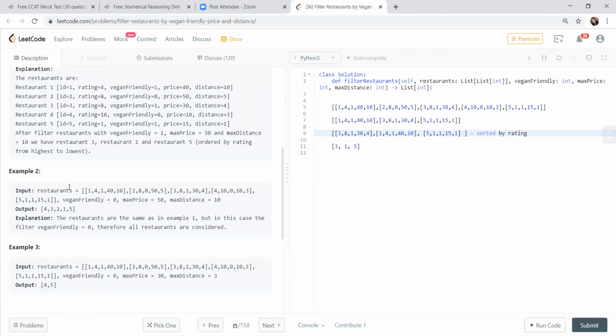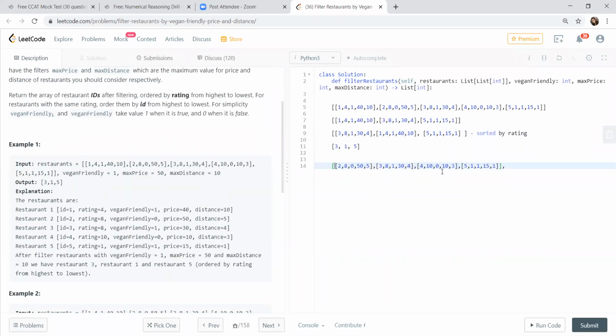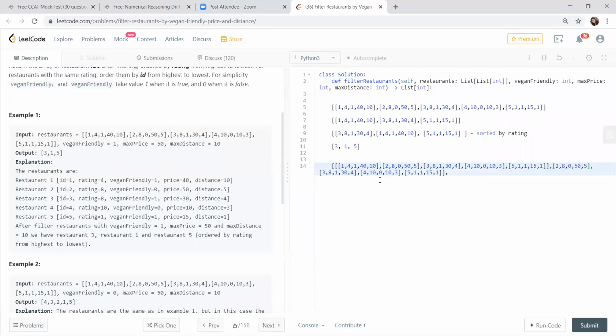So we have over here these restaurants, which is I think 5, and they are saying that vegan friendly is 0. So we'll remove those which are saying they are vegan friendly. For example, we need to remove this. No, it says that if vegan friendly is 0, sorry, we can include both. Yeah, we can include that vegan friendly.